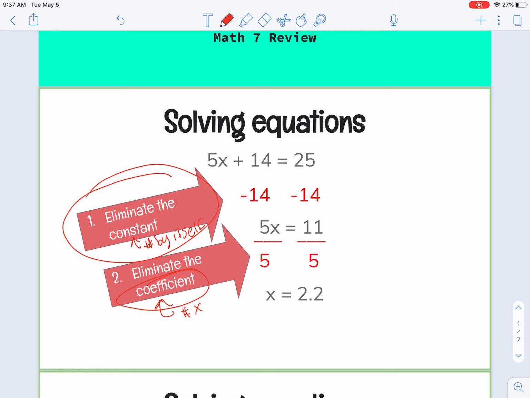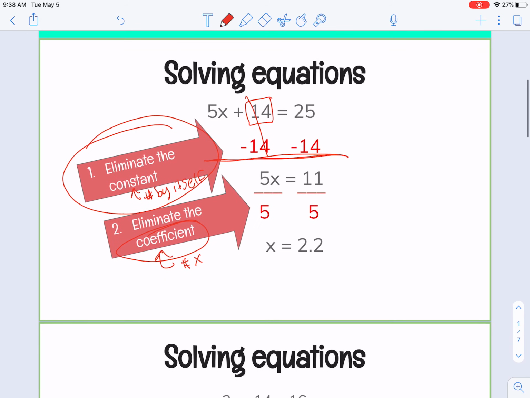So now let's think about what our first step is going to be when we have 5x plus 14 equals 25. We know that the number by itself on the side with the x is going to be that 14. So if we get rid of it, we need to do the opposite operation, which is plus 14 is minus 14. We know that that can eliminate it. So 25 minus 14 would be 11 because we would have to do it to the other side of the equal sign if we do it to the first side.